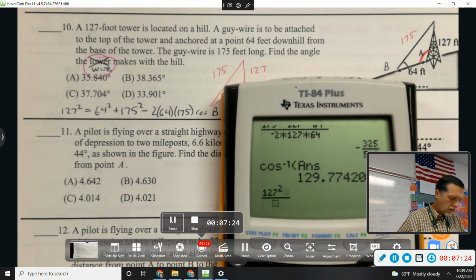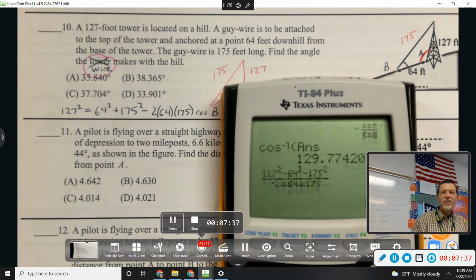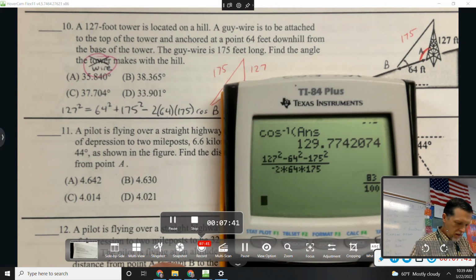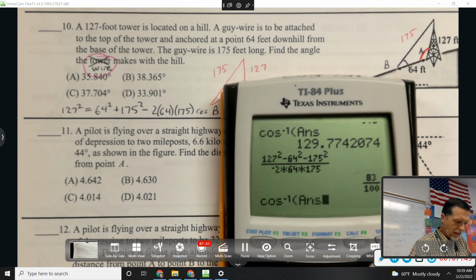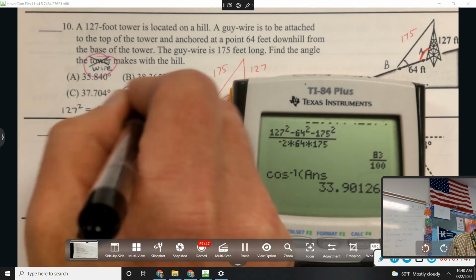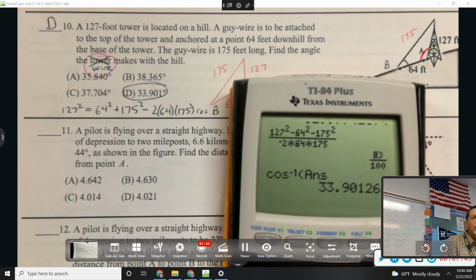127 squared minus 64 squared. But by doing it wrong, we actually got to do it twice, so we got more practice. That is trying to justify it after the fact. Inverse cosine of that, 33.9, which is answer choice D. So yeah, I bet that's what the question meant to ask.